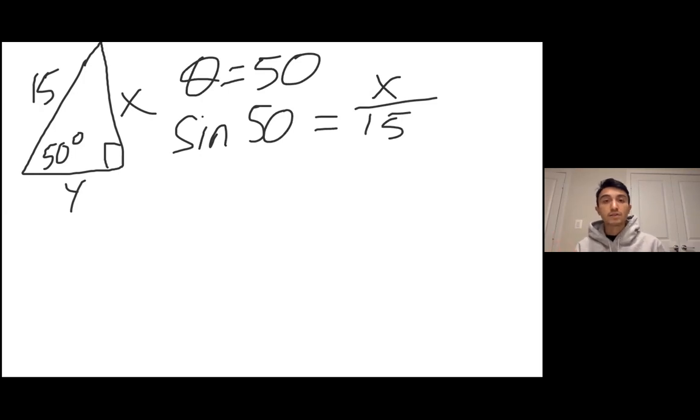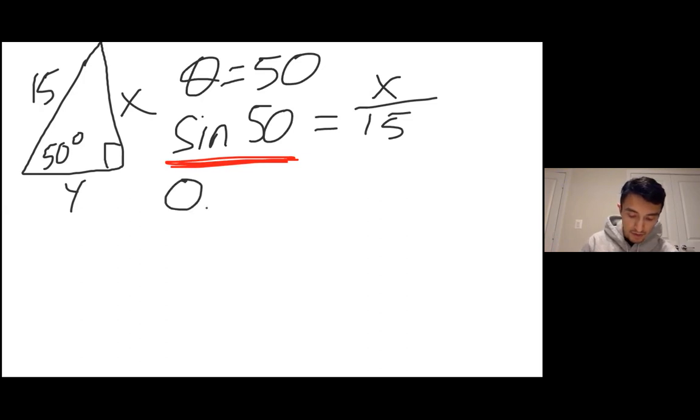Well, now this is where your calculator comes into play, right? So this right here, you just enter in your calculator. Make sure it's in degree mode because we have 50 degrees. Obviously don't round it, just use it in your calculator, but you'll get something like 0.766 something, right? And this is going to equal x over 15.